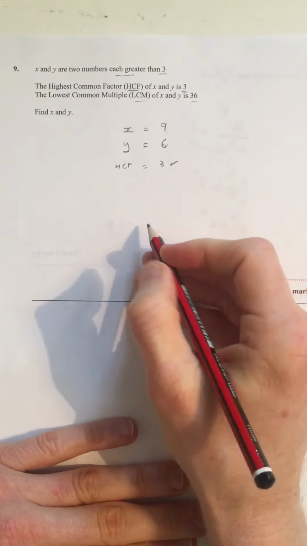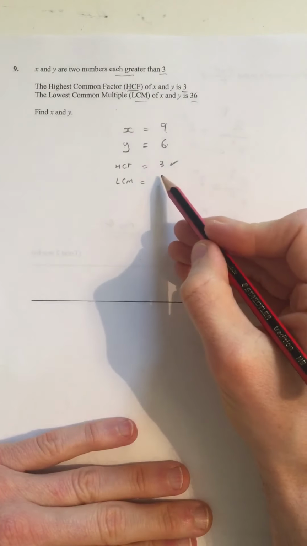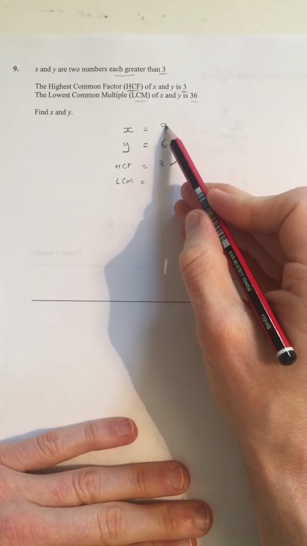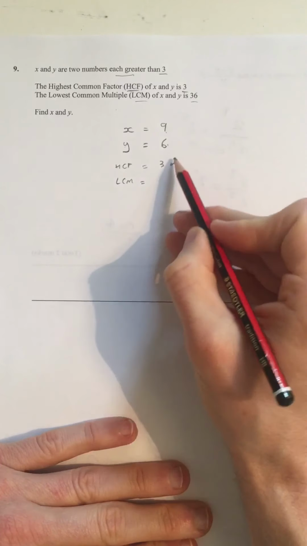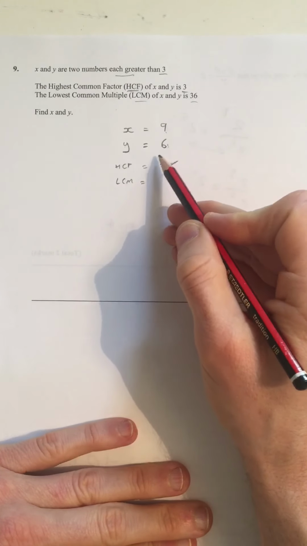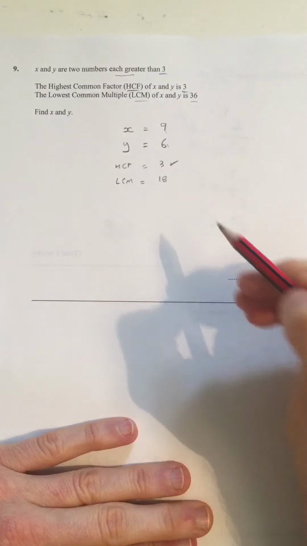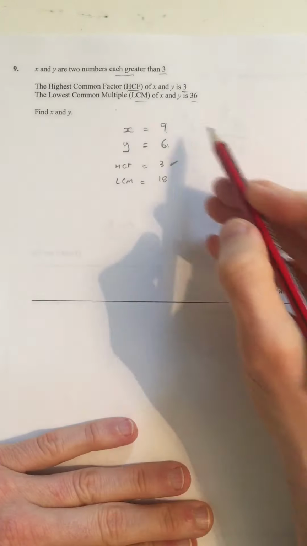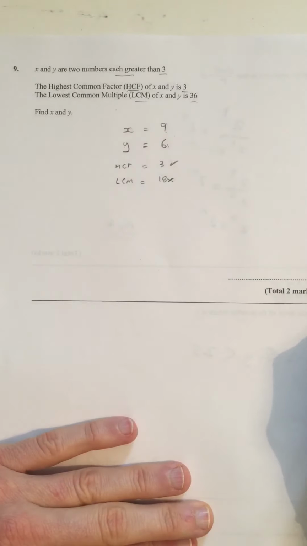Good. Let's see what the lowest common multiple of these two numbers is. So the multiples of 9: 9, 18, 27, and so on. The multiples of 6 are 6, 12, 18. And straight away, obviously the lowest common multiple of these numbers is 18, not 36. So these do not work.